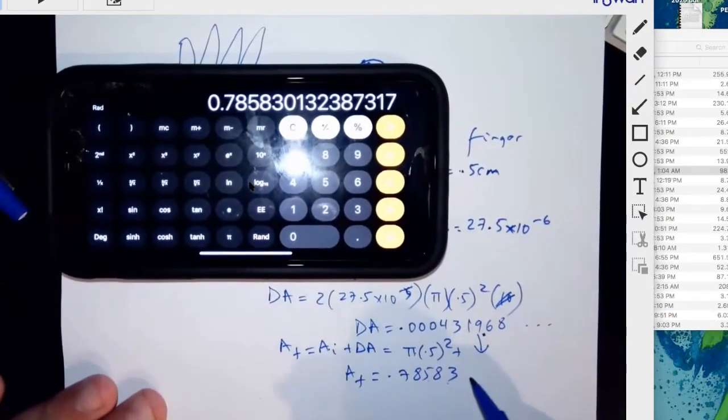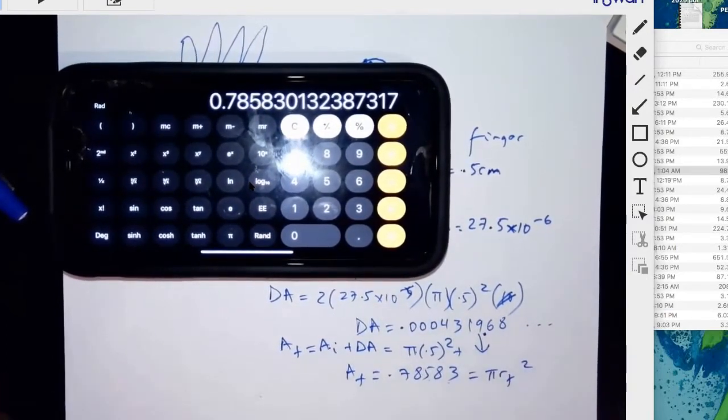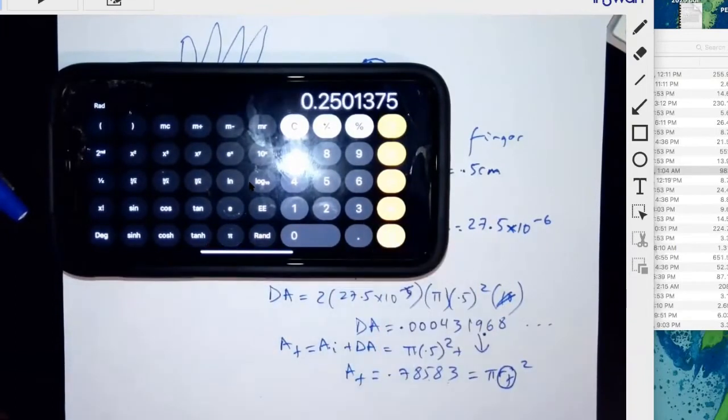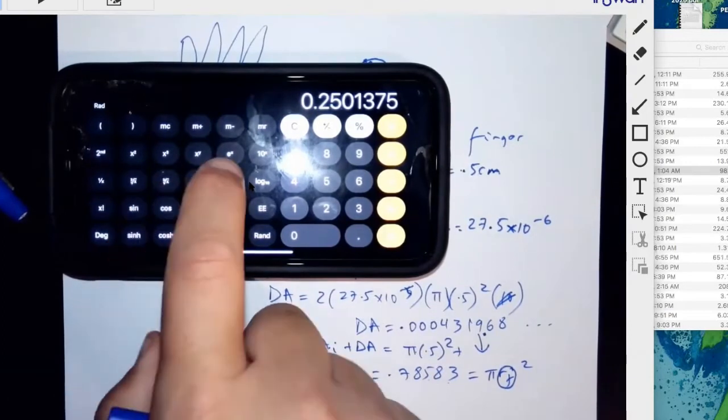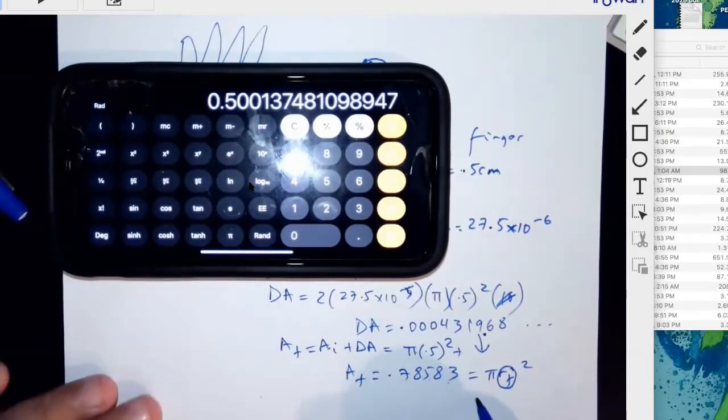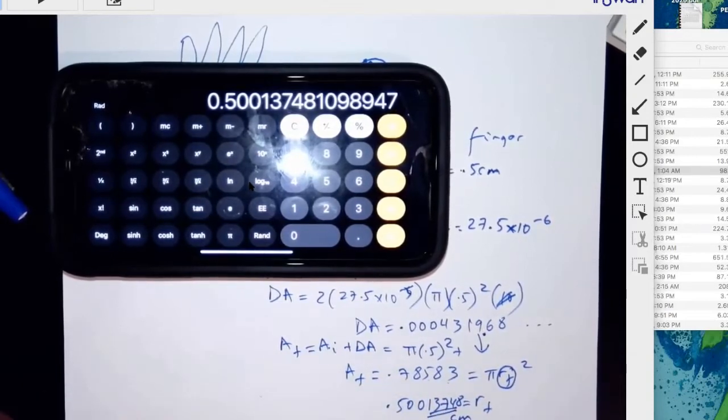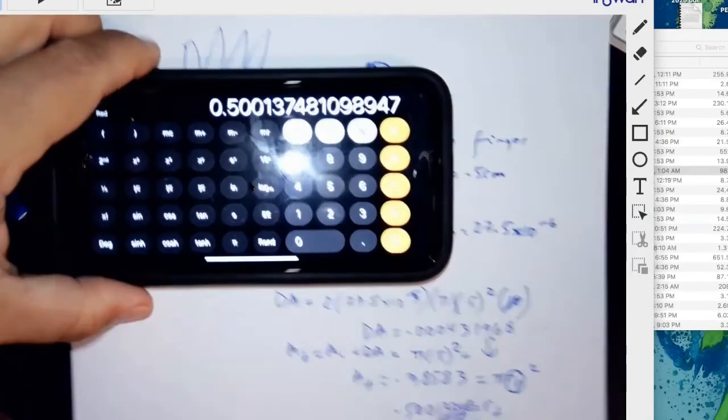Then that equals pi times r final squared. What matters to me is finding the final radius of the finger. So I divide this by pi, and then square root it. That gives 0.5001378 centimeters. So you see, it grew. The radius grew by that amount, 0.13748. Now we want to know how much the ring grew by.